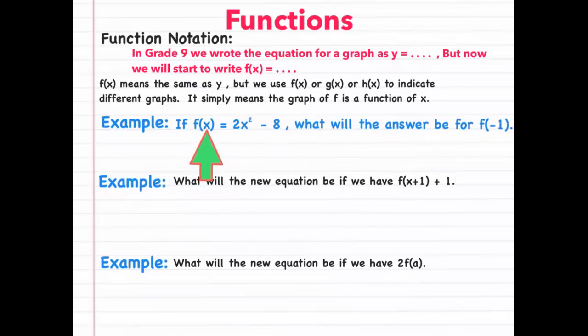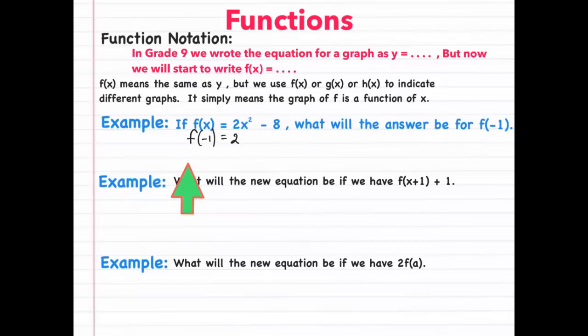Look, there we have an x in the brackets, and then we had 2x squared minus 8. Now in the brackets next to the f, we've got a minus 1. So what do you think is going to happen? We're going to take that minus 1, and instead of having an x in our function itself, we're going to put a minus 1. So basically, this will just be the following. So if we want to write f of minus 1, this is just going to become 2.